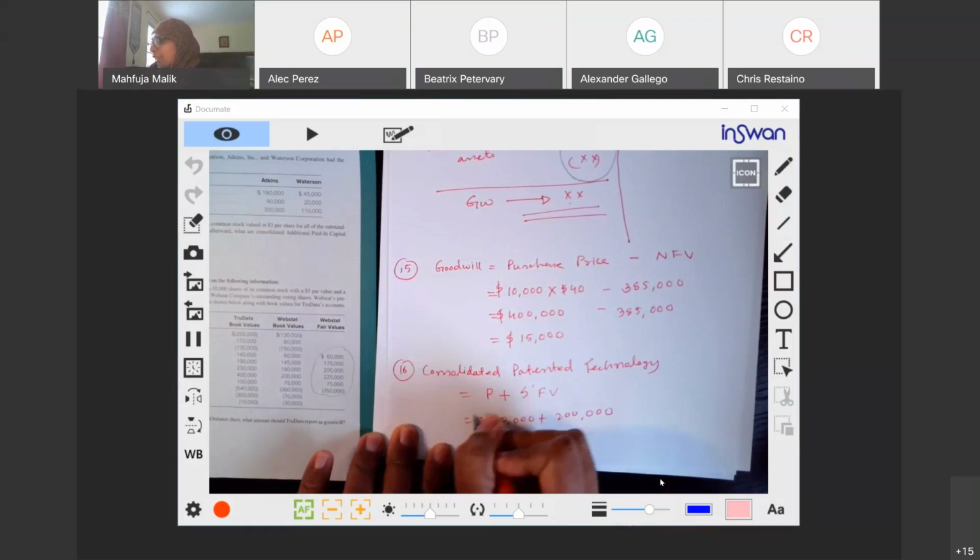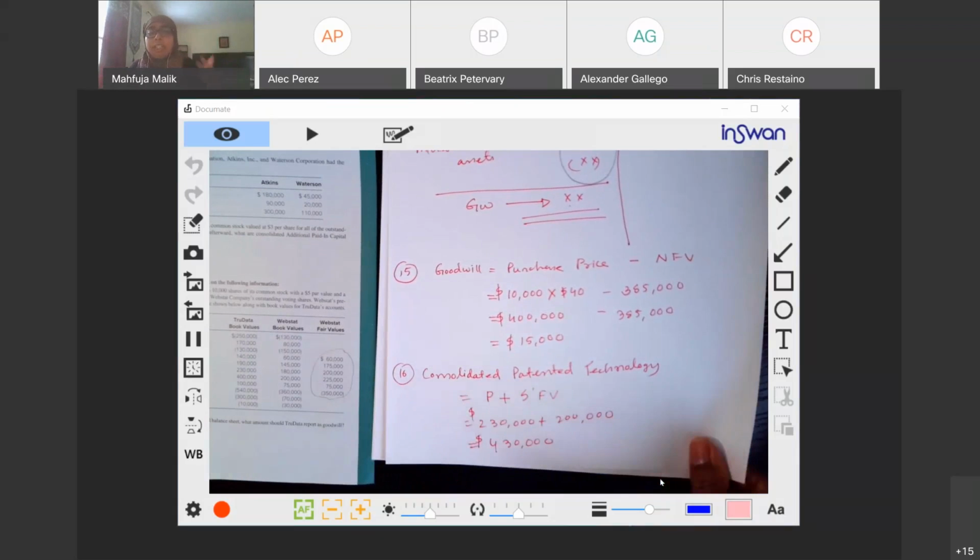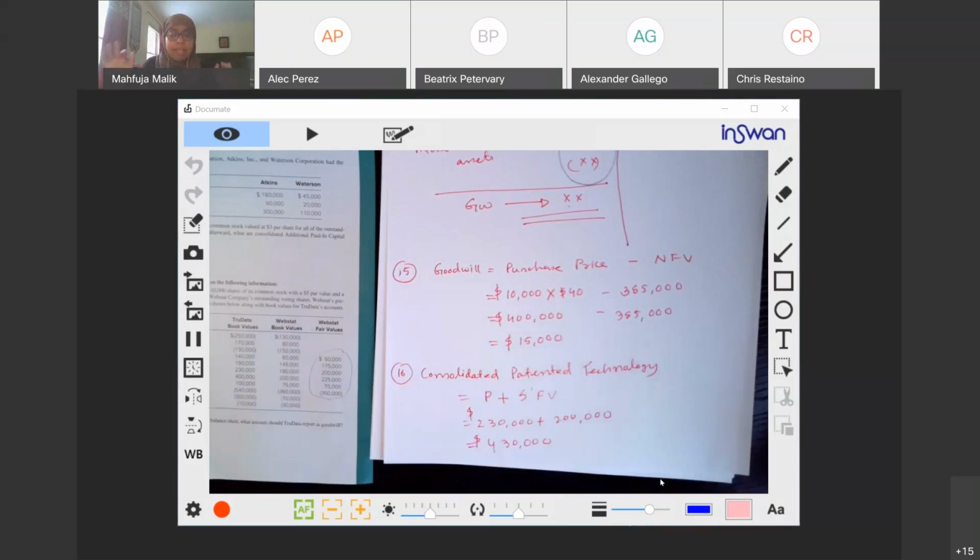You can do multitasking. You are very smart. You can go back and forth between different browsers and different documents and do it. Use the chat box. You are very good at it. Thank you. So we did patented technology.